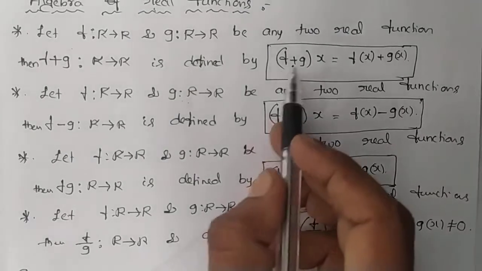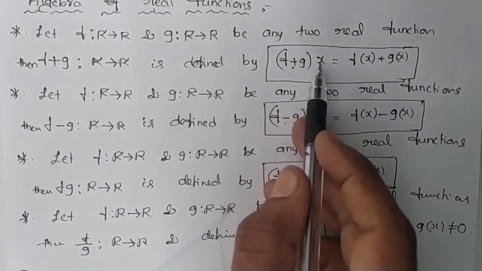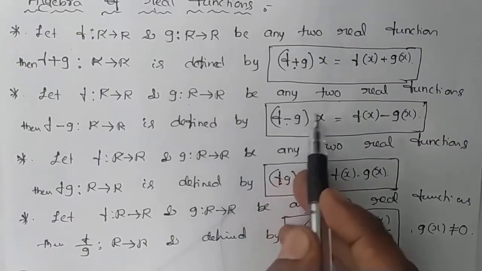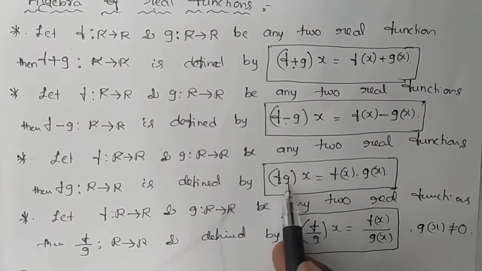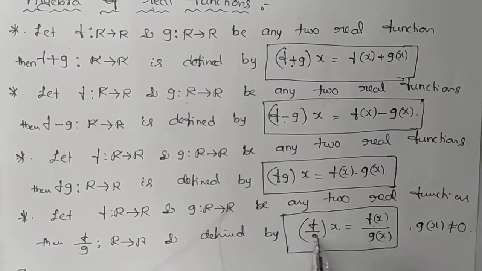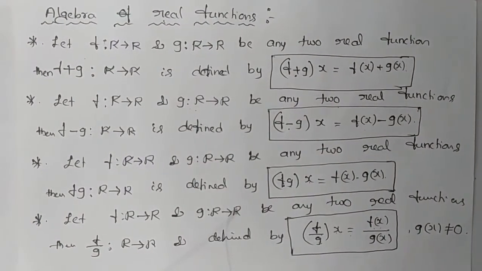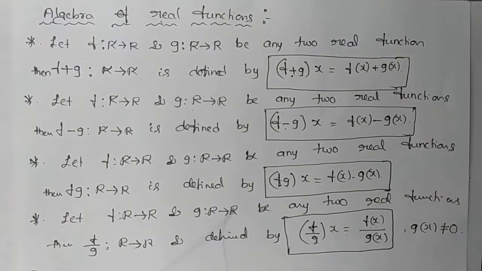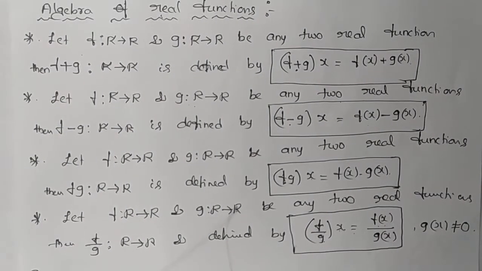(f plus g) of x equals f of x plus g of x. (f minus g) of x equals f of x minus g of x. (f into g) of x equals f of x into g of x. (f by g) of x equals f of x by g of x. Hence it is the algebra of real functions. Kindly note down this algebra of real functions in your notebook. You just take a screenshot, then you can note it down.